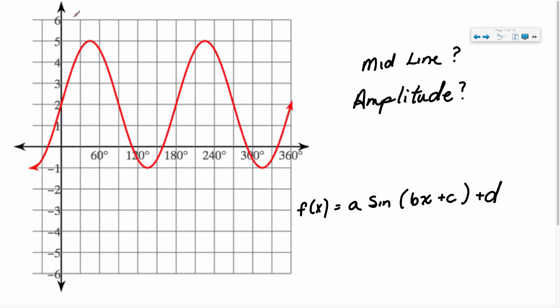Hi everyone, so today we're going to take a look at midline and amplitude. As you can see, this graph, which looks like a sine graph, has been bumped up a bit. Doesn't it usually go through the origin? But now you can see it's sort of up there. So this transformation, this up and down business, is caused by D. And D is also known as the midline. So if we could figure out the midline, we will know what the D is in our equation. Or if we're given an equation, simply by looking at D, we can find out where the middle of our graph will be.